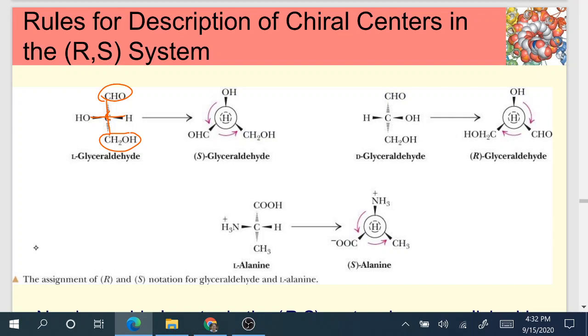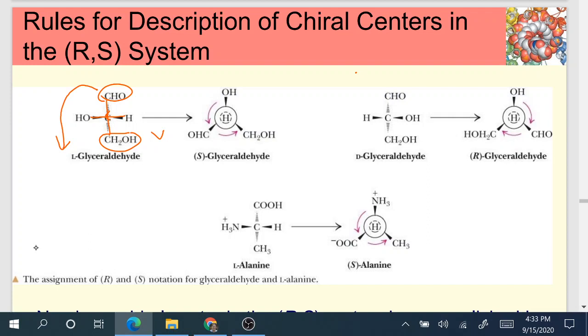Okay. So if we want to convert this to the R and S system, we're going to rotate that CHO group down. I'm sorry, I went the wrong way with it. We're going to rotate that CHO group, the aldehyde group, to the left. Okay, and so that's going to bring our OH up to the top.